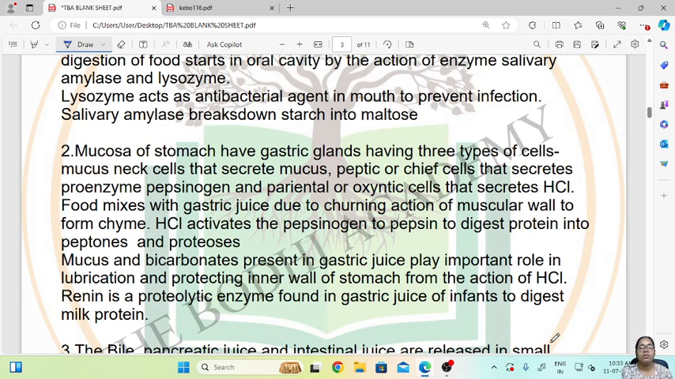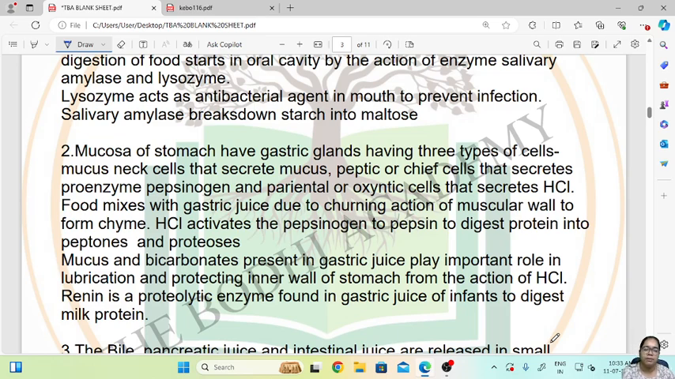So this mucus will help in protecting the inner lining of the stomach from the acid. The acid will give a proper acidic medium for the enzyme to release pepsin so that the proteins are digested from the food. So this is how the enzymes secreted by different organs help in the digestion of the food in the stomach.